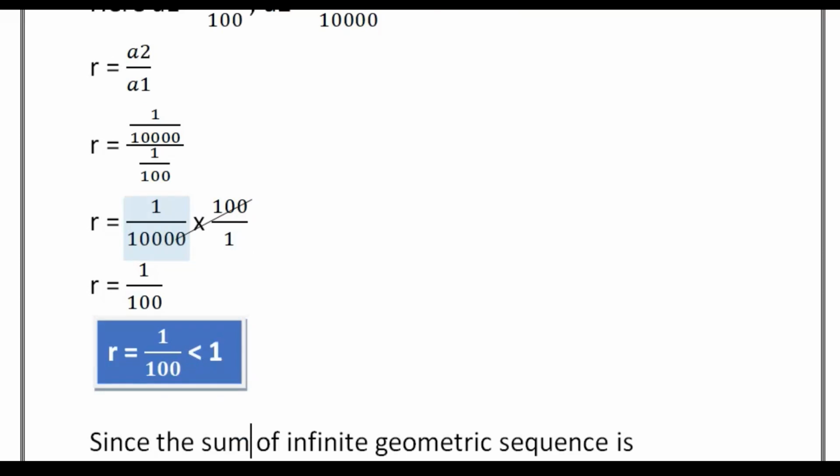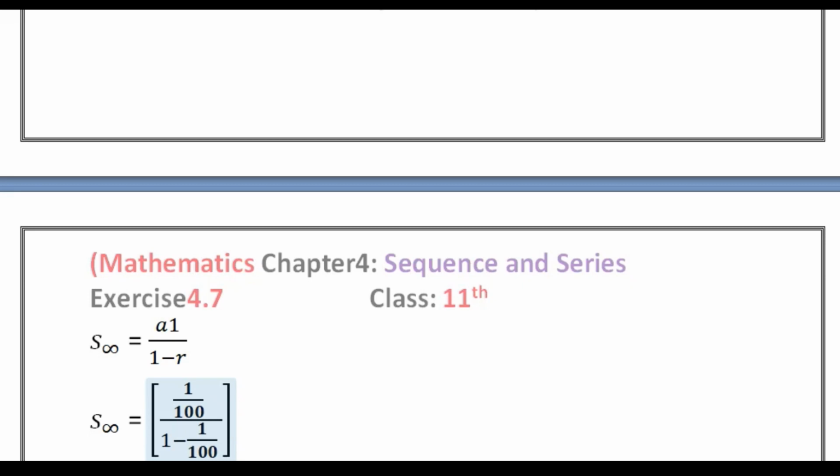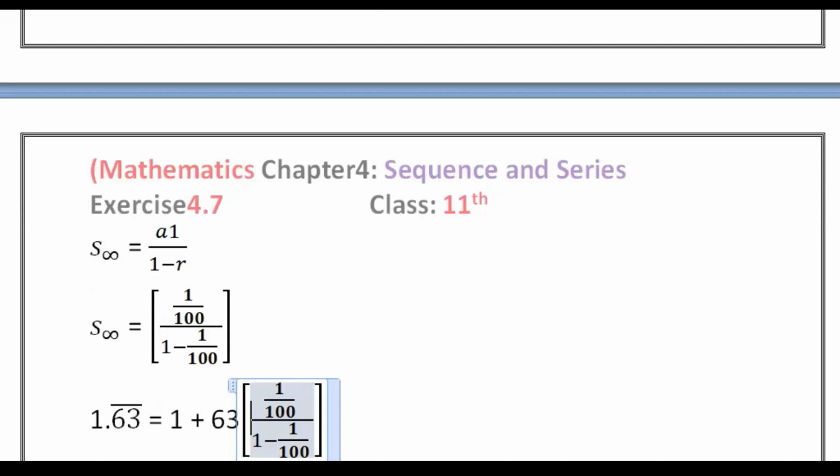Since the sum of an infinite geometric series is S infinite equal to a1 divided by 1 minus r, by putting the values, the value of a1 is equal to 1 divided by 100, over 1 minus the value of r, which is 1 divided by 100. So according to the question, 1.63 repeating is equal to 1 plus 63 into the sum of the infinite terms, that is 1 divided by 100 over 1 minus 1 divided by 100.